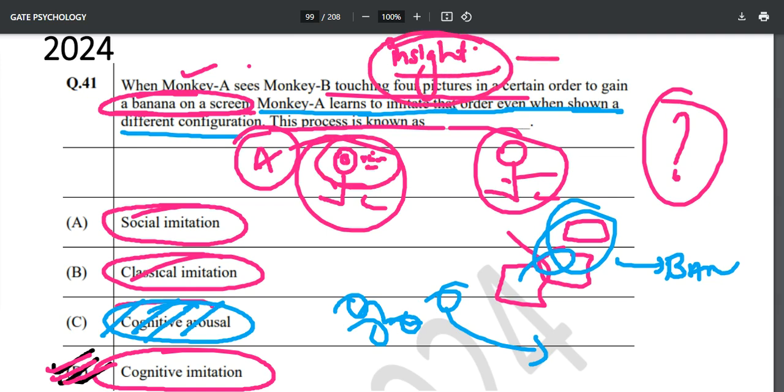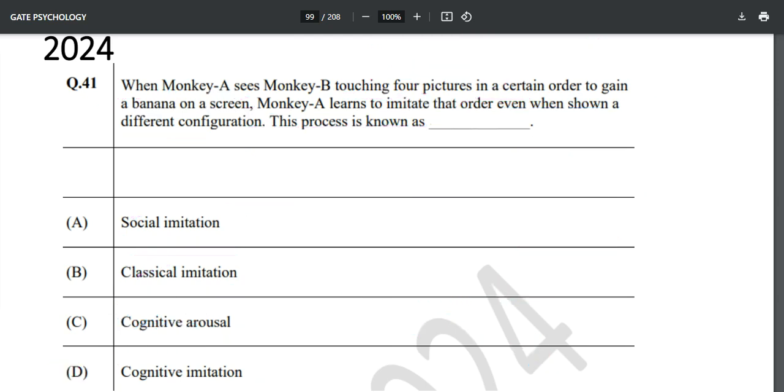By whom? Try to comment down below. I am wondering, is it Max Wertheimer, Wolfgang Kohler, or that third one, Kurt Koffka? What is the correct answer for this? Make sure that you comment down below. Now, the correct answer over here is cognitive imitation. This monkey imitates what he or she saw in monkey B.